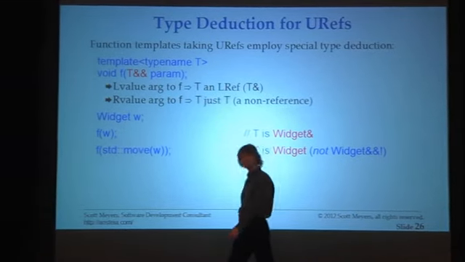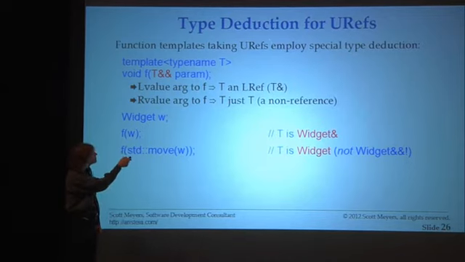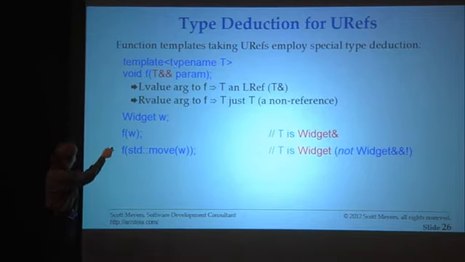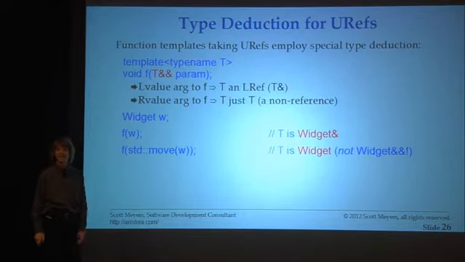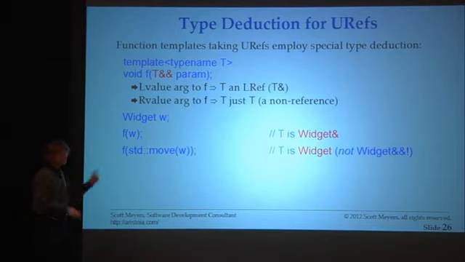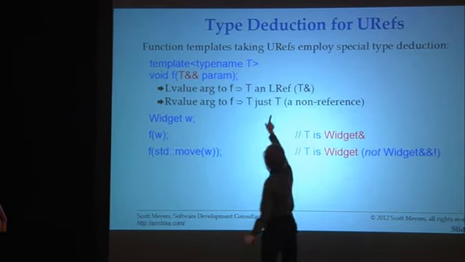As a result, there are special rules. If you have a function template that takes a universal reference, you get special kinds of type deduction. If you pass in an L value, then the type T that is determined will be T ref. As we like to say, T is T ref. And if you pass in an R value argument, you might think it'd be T ref ref. No. Then T is just T.